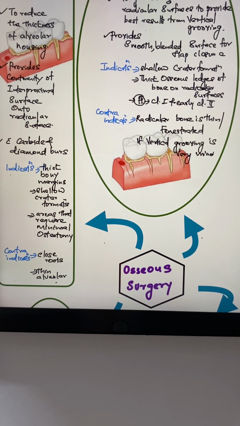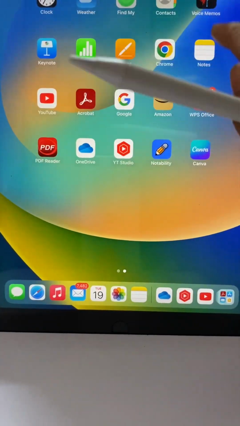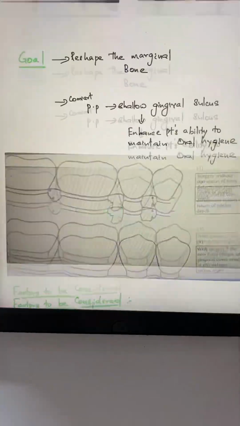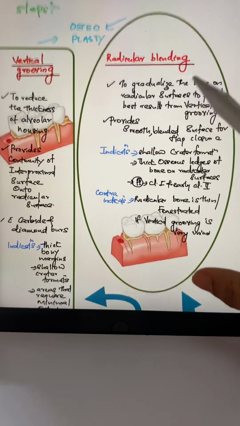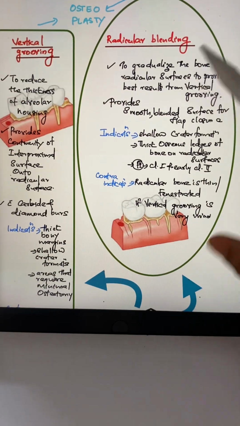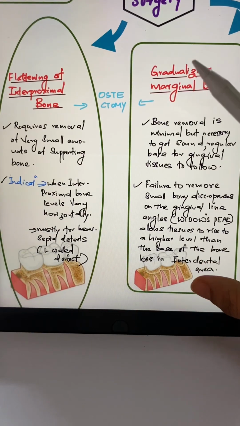And we are not supposed to do this procedure especially if the radicular bone is thin or fenestrated, and if vertical grooving is very minimal. And the next procedure: now the vertical grooving and radicular blending is over. These two are the osteoplasty procedures, and next we have to cut the bone.